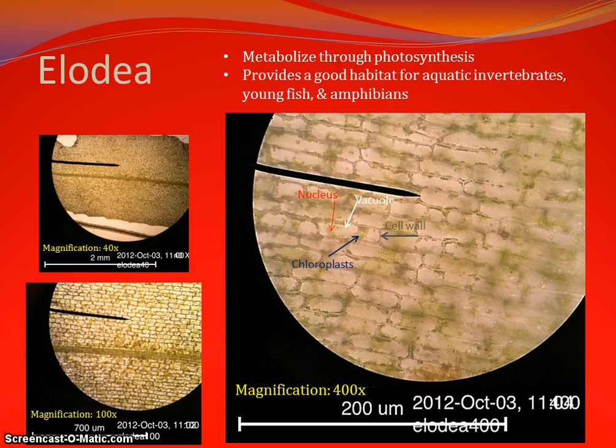They're almost brick-like. And some facts about Elodea leaves: they metabolize through photosynthesis, and Elodea leaves also provide a very good habitat for aquatic invertebrates and young fish, along with amphibians. And they are also found in fresh water.